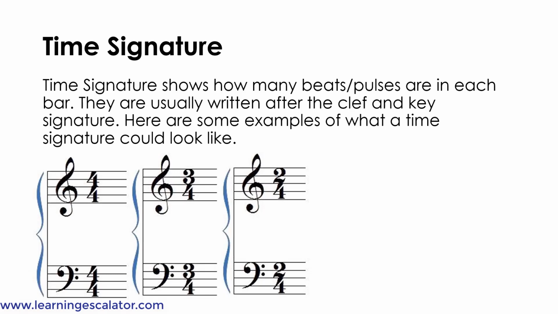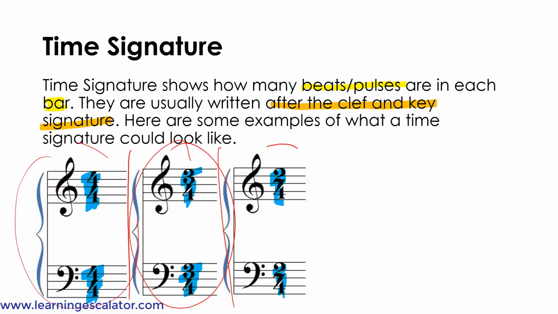Time signature. Time signature shows how many beats or pulses are in each bar. Also, a bar is basically a measure. They are usually written after the clef and key signature. Here are some examples of what a time signature could look like. So in the examples below, this 4/4 is a time signature, so is this 3/4, and 2/4. And by the way, these are 3 separate staffs, so don't get confused. This is the beginning of one staff, the beginning of the second staff, and the beginning of the third staff.